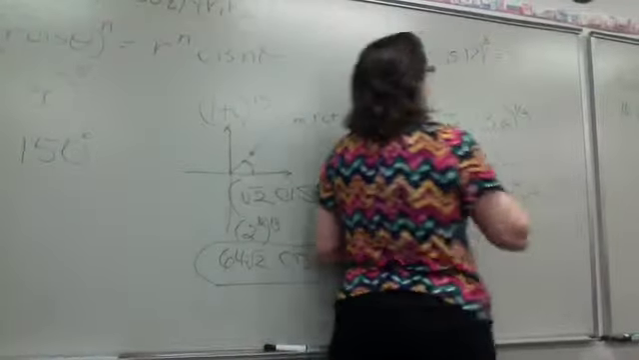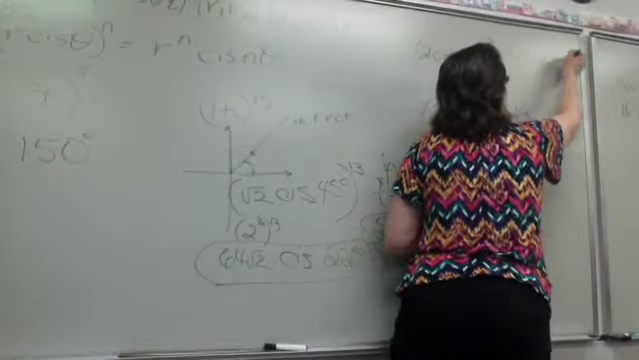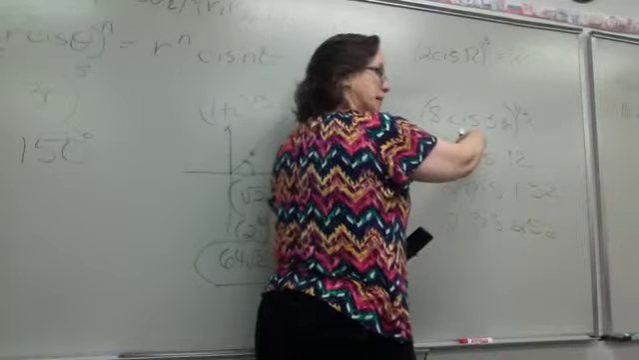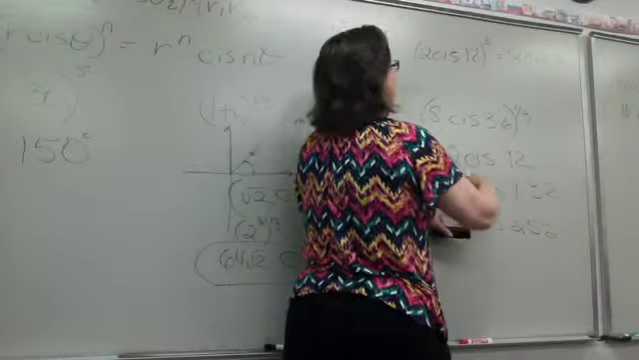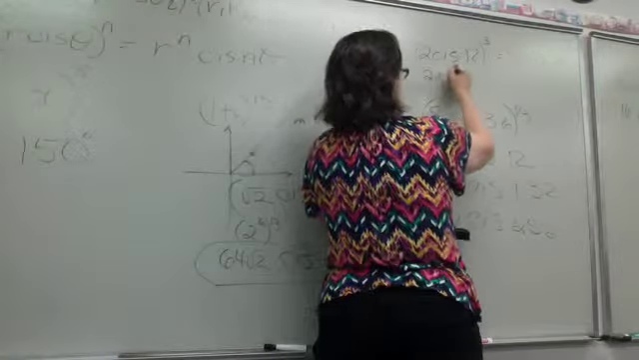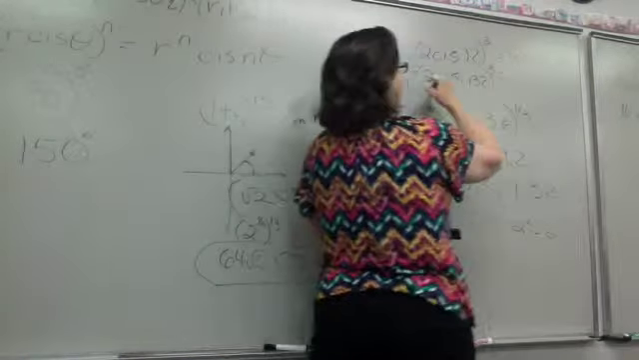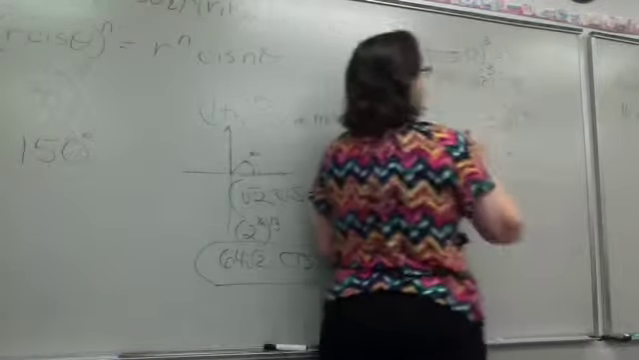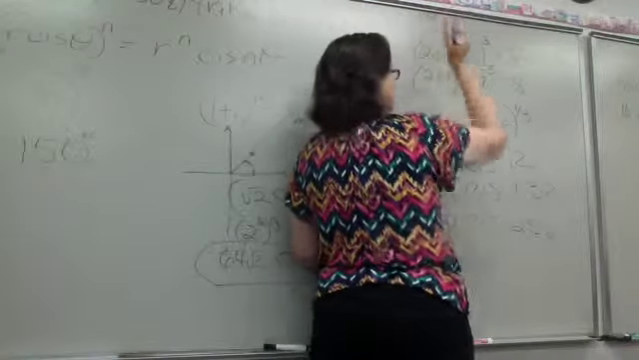And then I'm going to multiply, right? I'm going to get cis 36. Isn't that what I wanted? So then I'm going to take the second one, and I'm going to raise it to the third power. So I have 2 cis 132 to the third power. And I'm going to get 2 cubed is 8. And then 3 times that. What's 3 times 132? 396.